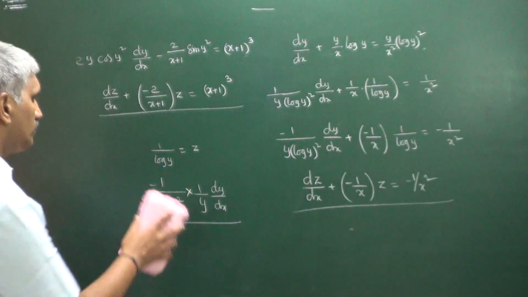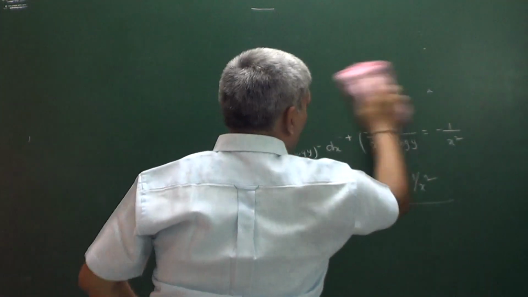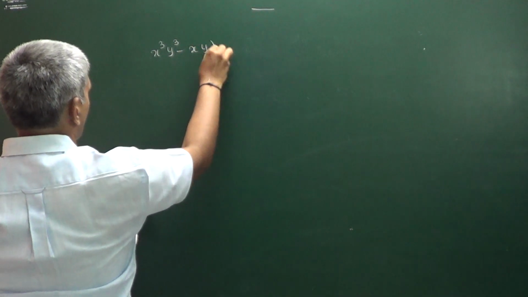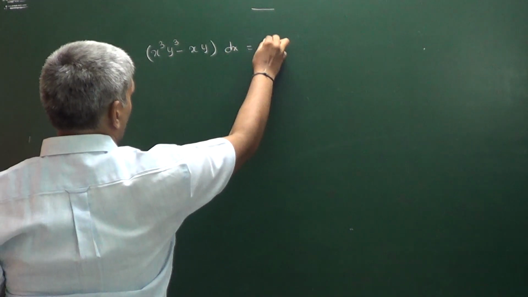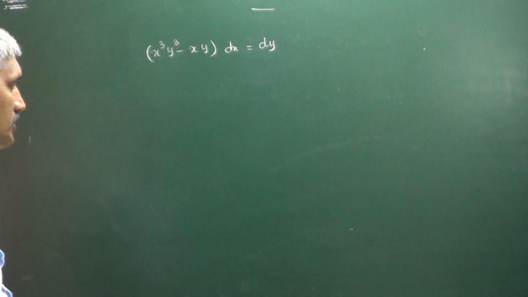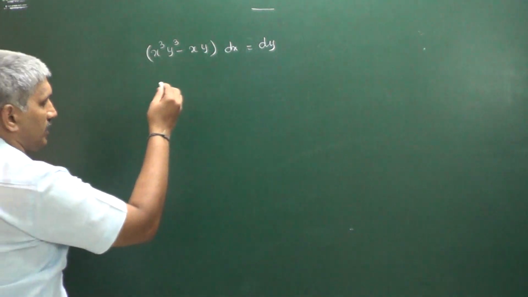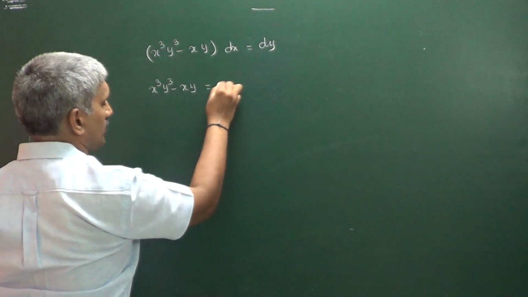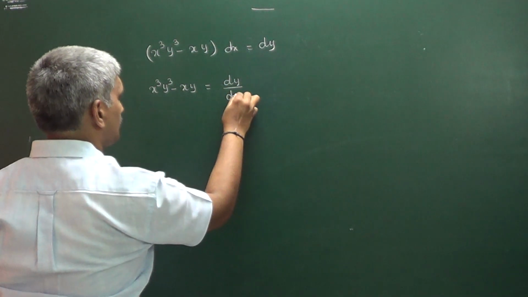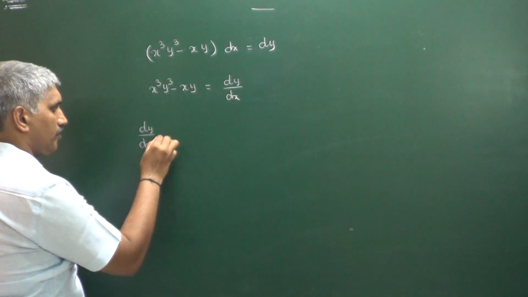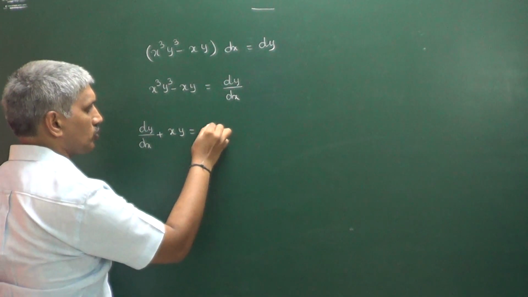which is a linear differential equation we can solve. The last question I am discussing of this model, pay attention, this is the last question. The question is given in this way: x cube into y cube minus xy into dx is equal to dy, right? Now I can write this as x cube into y cube minus xy is equal to dy by dx, so we can write this as dy by dx plus x into y is equal to x cube into y cube.